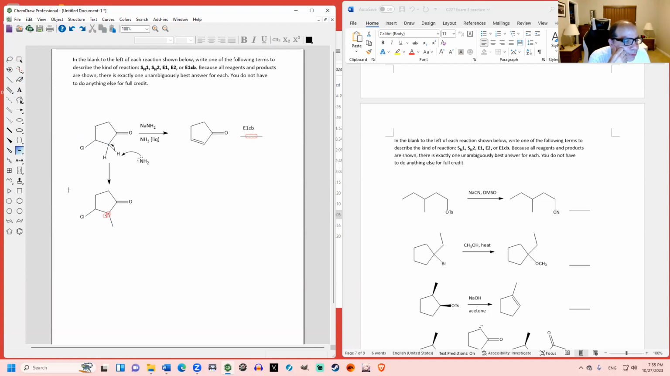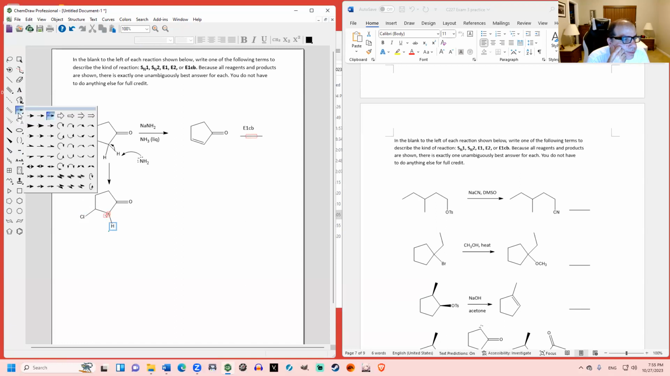Crap, that looks absolutely horrible. But there's a minus charge and a lone pair on that carbon. Oh, and there's still a hydrogen over here. There, now you can see the minus charge and the lone pair. And then in the second step, the lone pair on the carbon goes in between the two carbons to make a double bond.